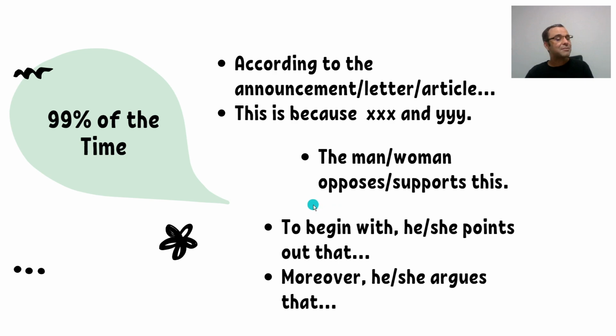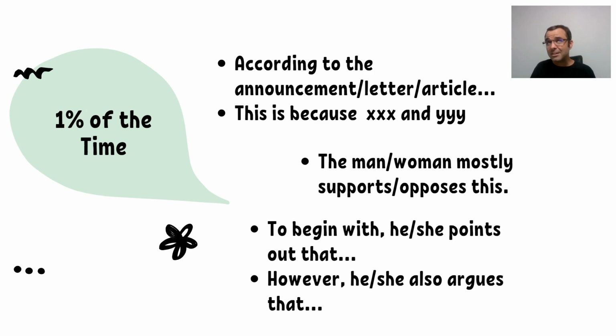And then after that, for 45 seconds, most of your answer is a summary of the man's opinion or the woman's opinion. To begin with, he points out that, moreover, he argues that. And these are his two reasons for supporting or opposing the change. That's all you got to do. You don't need a conclusion in this template. In fact, the conclusions are optional right across the board in all of the speaking questions.